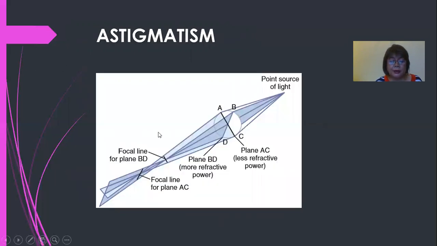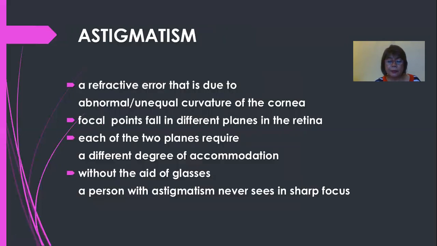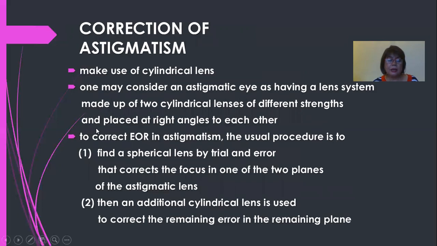So, take care. This is your lens system. It creates two planes of focus. This is clear at this point, but this is unclear. This is clear at this point, but this is unclear. So you have two planes of focus. Okay. You correct astigmatism by using a cylindrical lens.